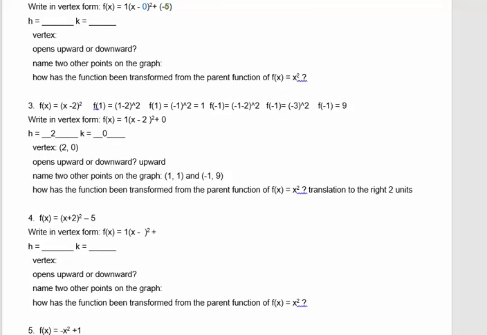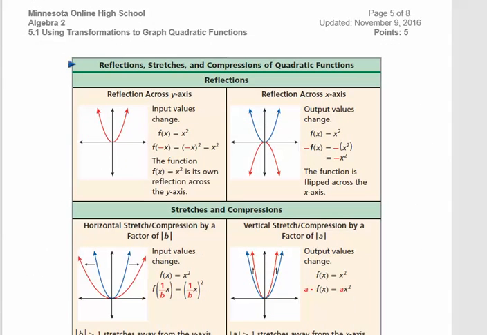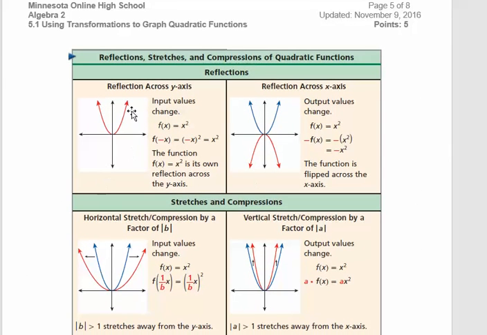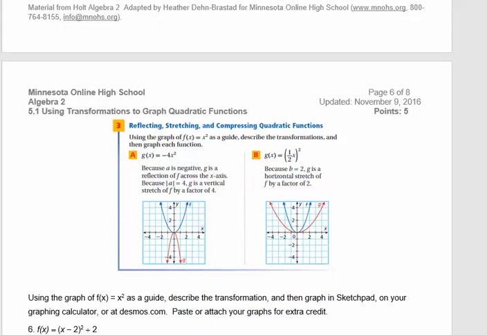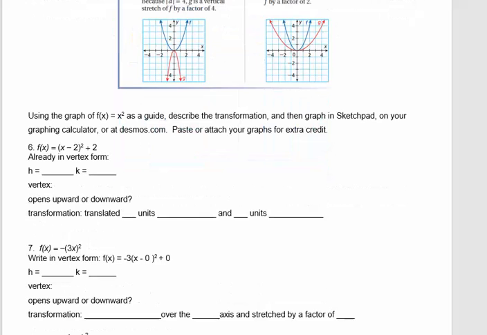So you're going to do the same thing on the other problems. And then the next section also includes some reflections, stretches, and compressions. Reflections are easy enough. We're only going to talk about reflections about the x-axis, where the number in the front will be flipped over. The parent function reflected across the y-axis, you can't even tell anything has happened. So we are going to do pretty much the same thing on this section, but there might be some other types of transformations than what we've talked about before.